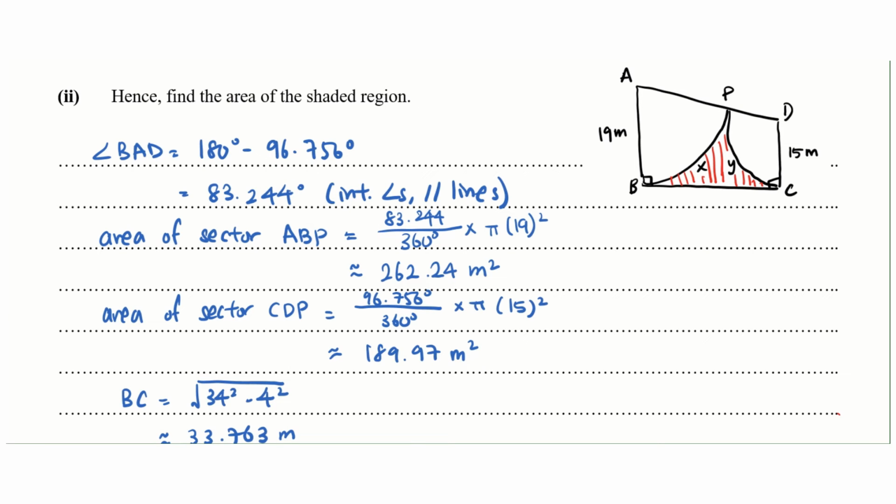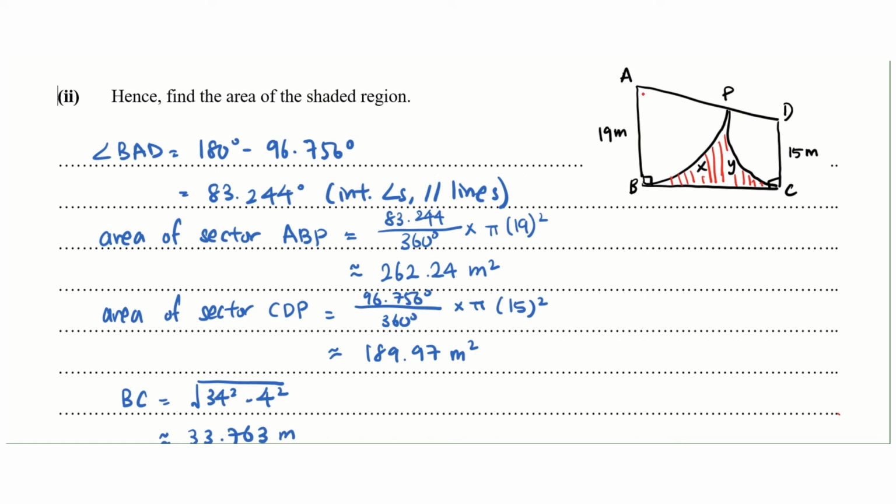Next, we take a look at the last part, which is to find the area of the shaded region. To find the area of the shaded region, we need to find the area of the entire trapezium. Then we minus away the area of this sector here, and also minus away the area of the other sector. So in order to do this, we need to find the respective areas.